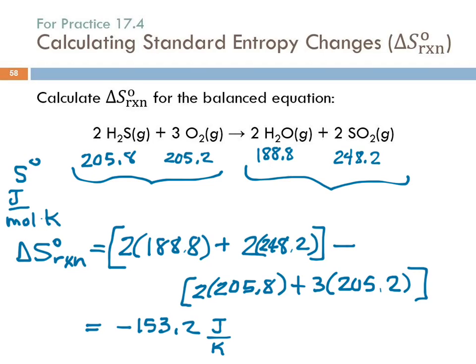So the change in entropy is negative. Is that what we would predict by looking at the chemical equation? Number of moles of gas in products and reactants. Here we've got 5 moles of gas and 4 moles of gas. Fewer particles, lower entropy. The change in entropy was negative. Yeah. Any questions?